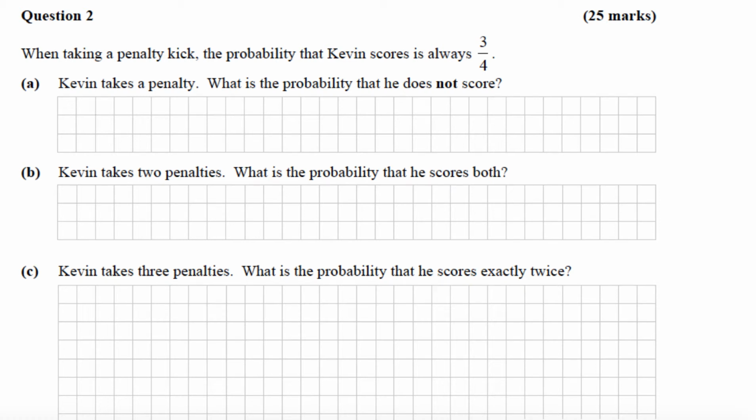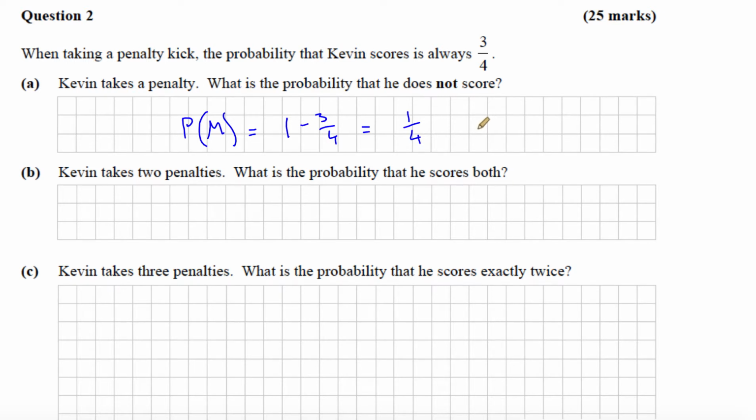So this is the 2014 Leaving Cert Ordinary Level Paper 2, and we're looking at question number 2. When taking a penalty kick, the probability that Kevin scores is always 3/4. Part A says Kevin takes a penalty. What is the probability that he does not score? Well, if the probability that he scores is 3/4, the probability that he does not score, or that he misses, so I'll call that the probability of M, or miss, is 1 minus 3/4, which is 1/4.